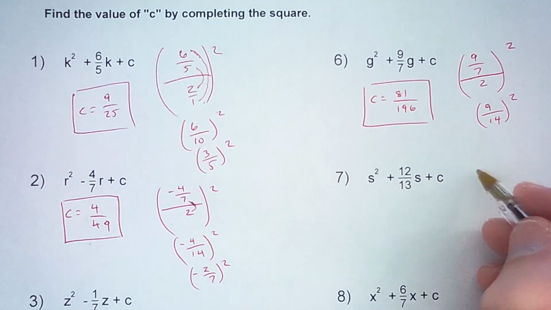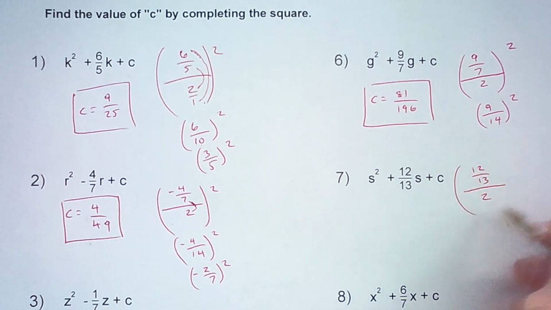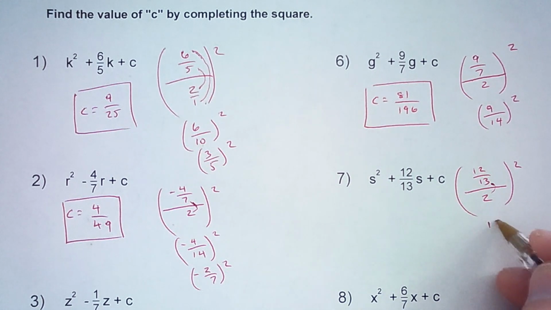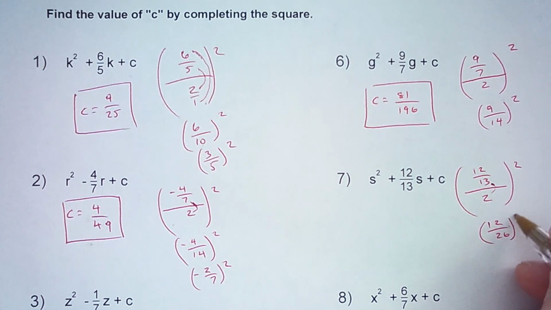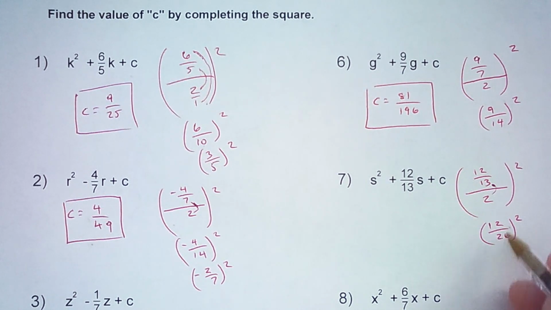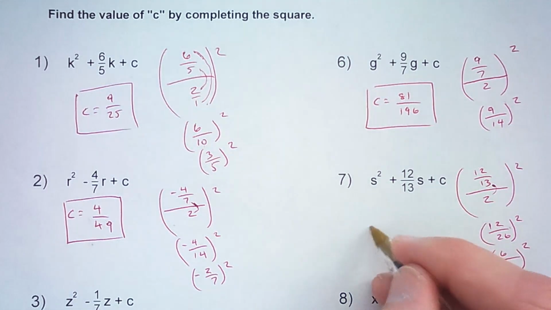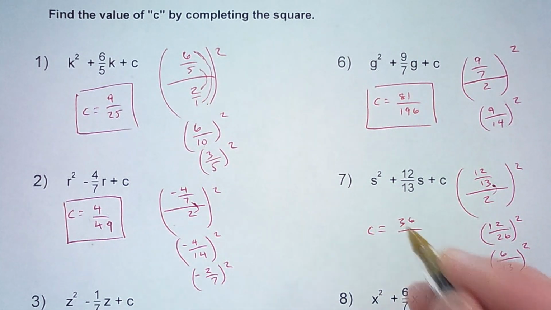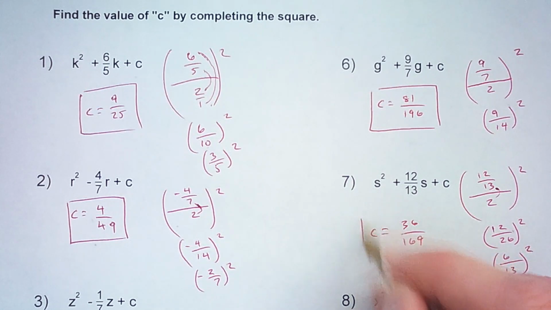And then we have 12/13. So 12/13 divided by 2 squared. So we can double that denominator, and we get 12/26 squared. And 2 goes into 12 and 26. Goes into 12 6 times and 26 13 times. So we have 6/13 squared. So c is 6 squared, 36, over 13 squared, 169.